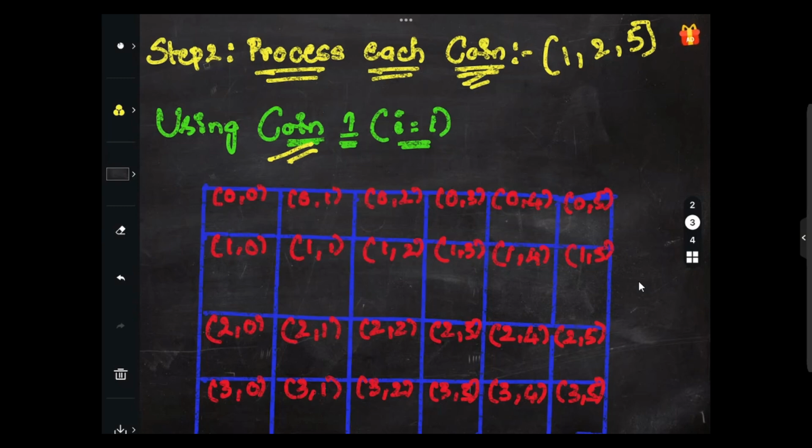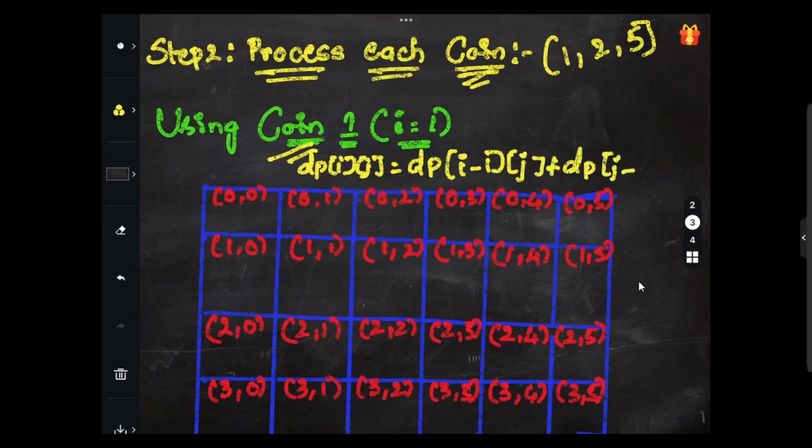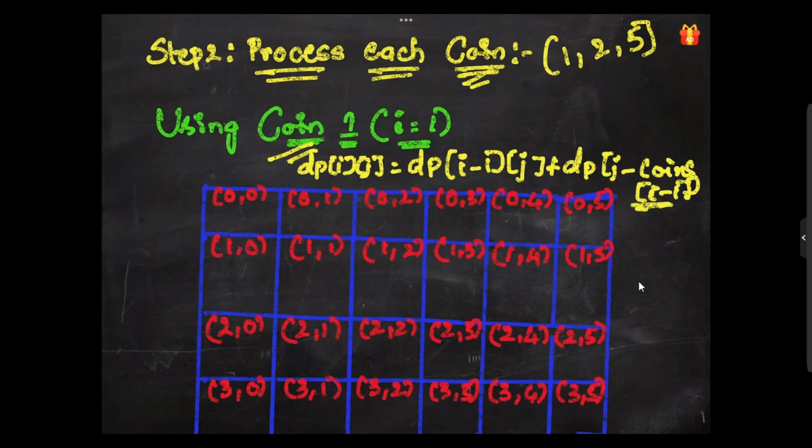We can just go with the formula here. DP of i,j equals DP of i minus 1, j plus DP of i, j minus coins of i minus 1. This is fine. I hope this is clear. So this is the formula that we will be going with. I hope this is completely clear.